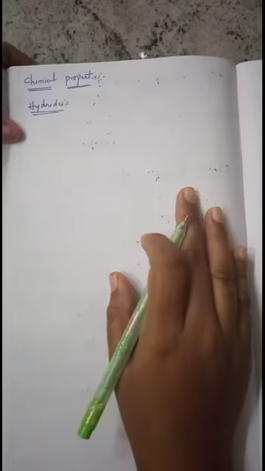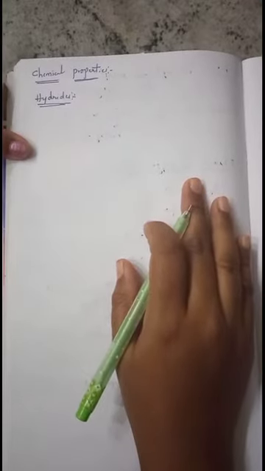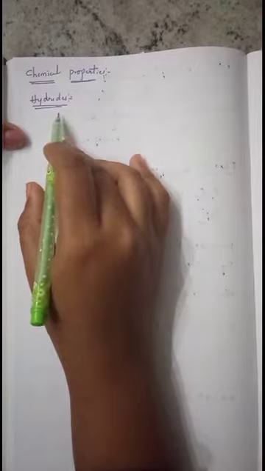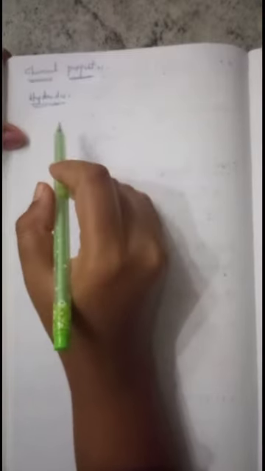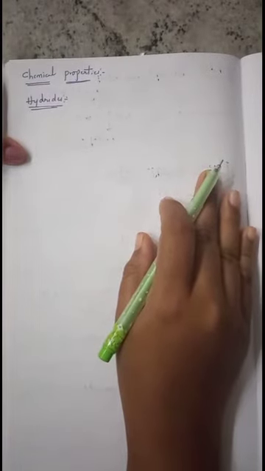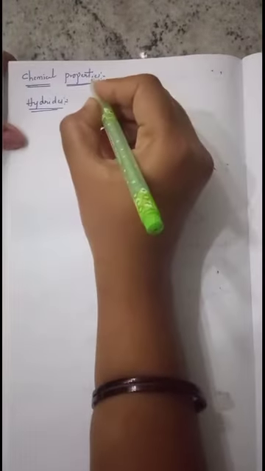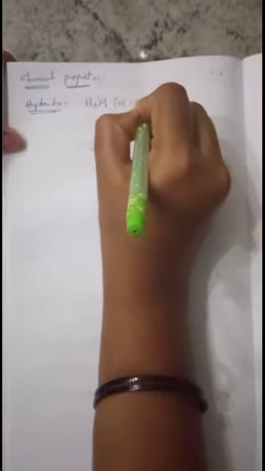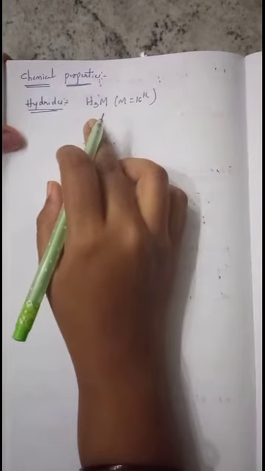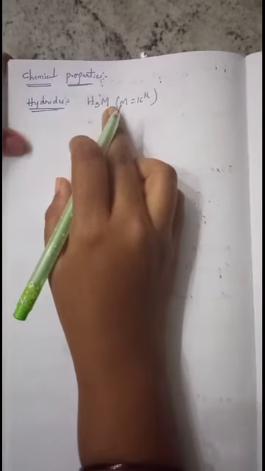So now we will discuss the general chemical properties of these 16 group elements. In that, the first property is formation of hydrides. How are the hydrides formed? When 16th group elements undergo reaction with hydrogen, they can form hydrides. The specific type of hydrides formed by this group is H2M type. Here M is nothing but the 16th group elements.